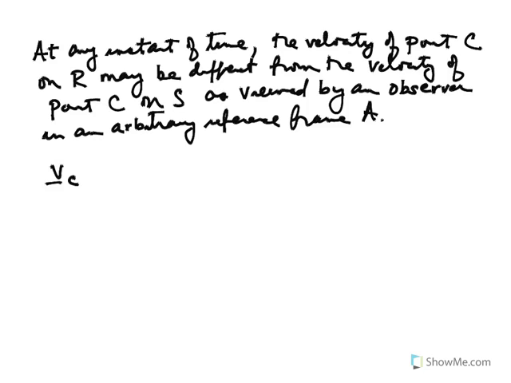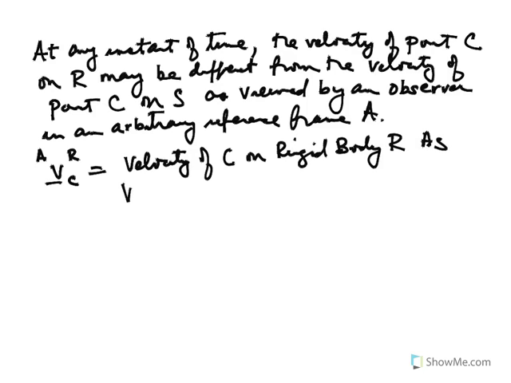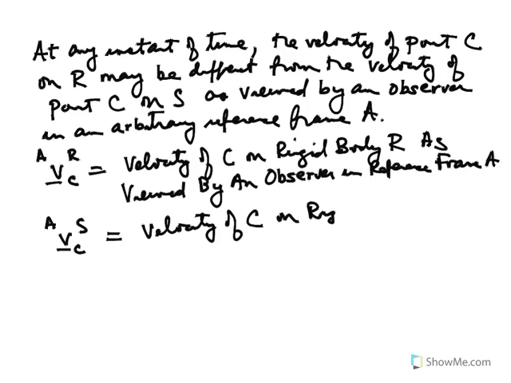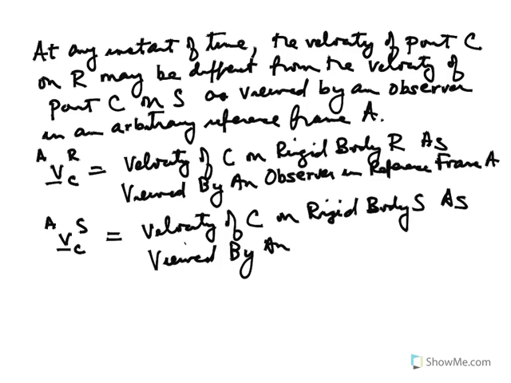The first one is the velocity of point C on rigid body R in reference frame A, which is equal to the velocity of C on rigid body R as viewed by an observer in reference frame A. The second one is the velocity of point C on S in A, which is equal to the velocity of C on rigid body S as viewed by an observer in reference frame A.